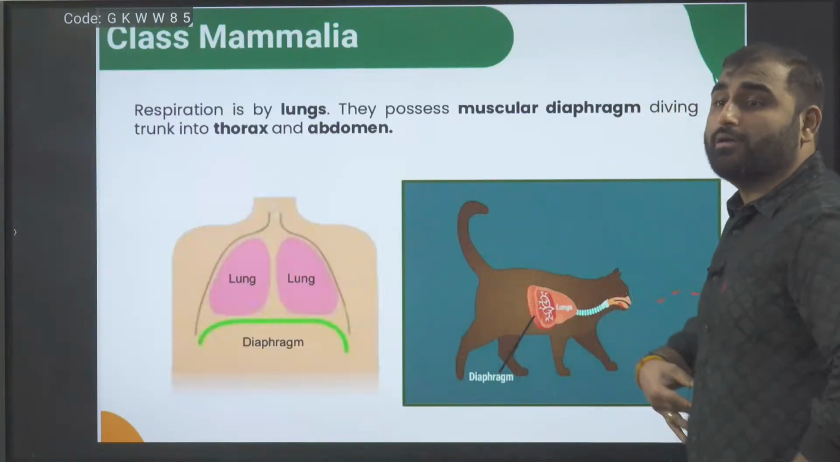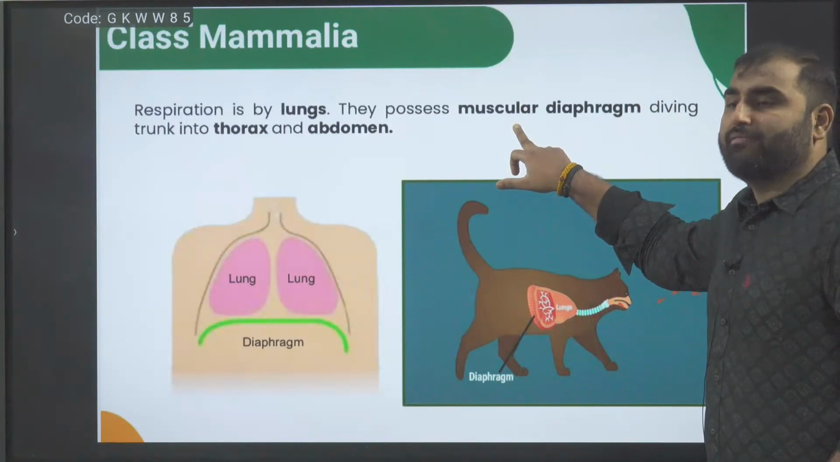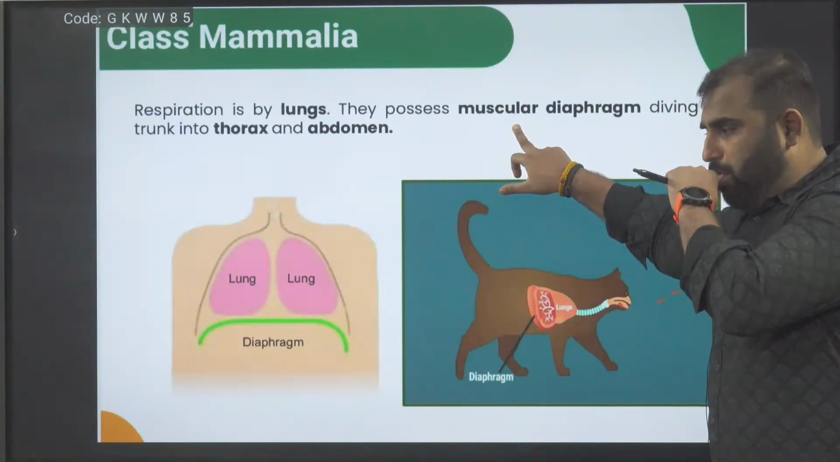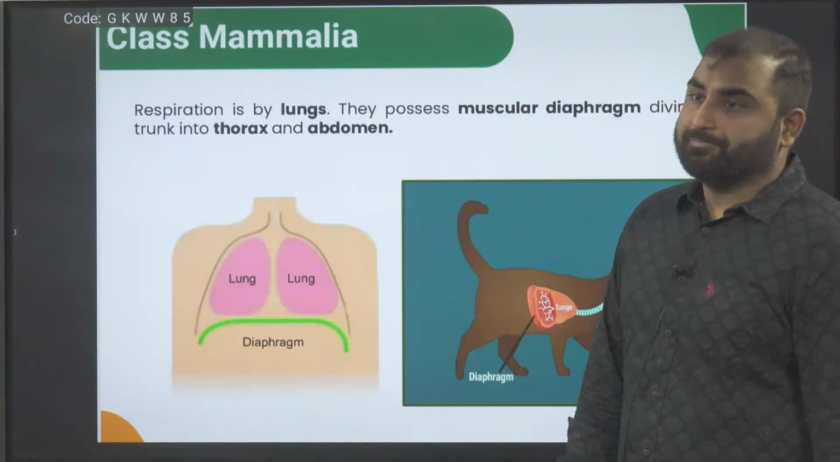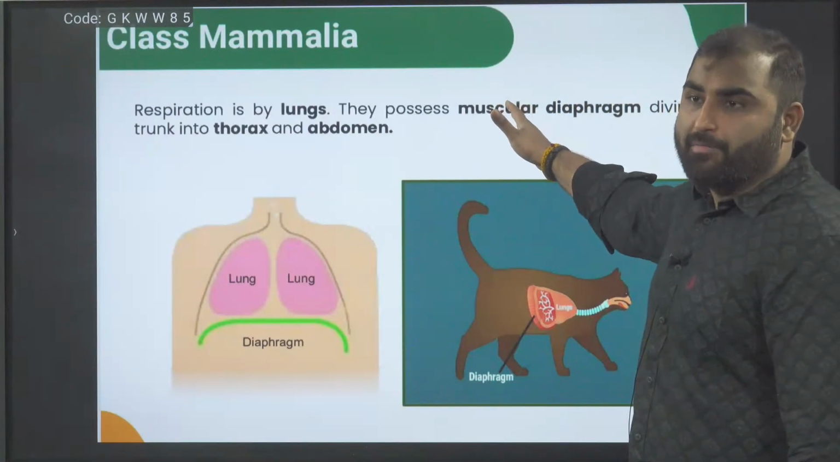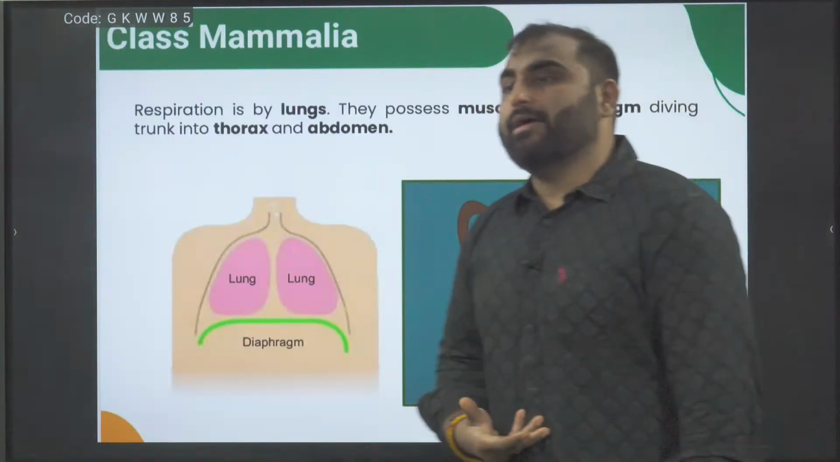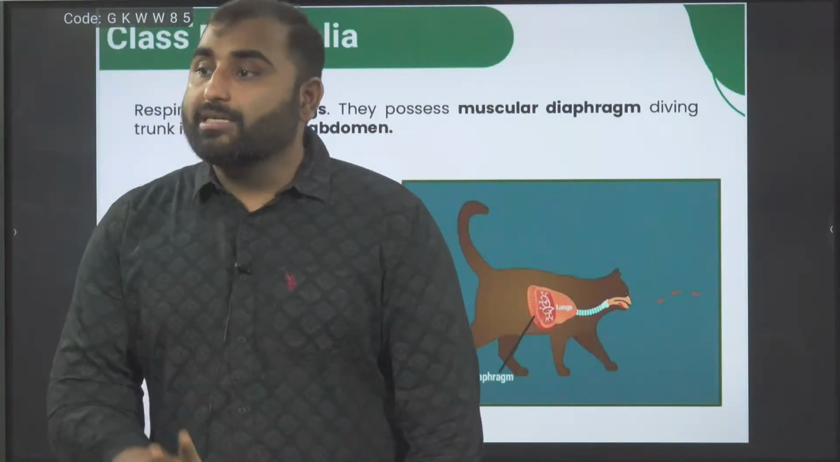And diaphragm is what? Diaphragm is muscular in nature. Muscular diaphragm. Now, one basic question I will ask you. Is the diaphragm skeletal or smooth muscle? Diaphragm is muscular in nature. That is a unique property of mammals. Unique characteristic of mammals, separating your thoracic and the abdominal cavity. Now, is this diaphragm a skeletal muscle or a smooth muscle?